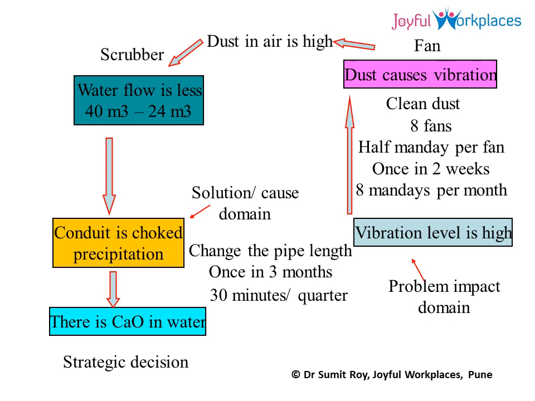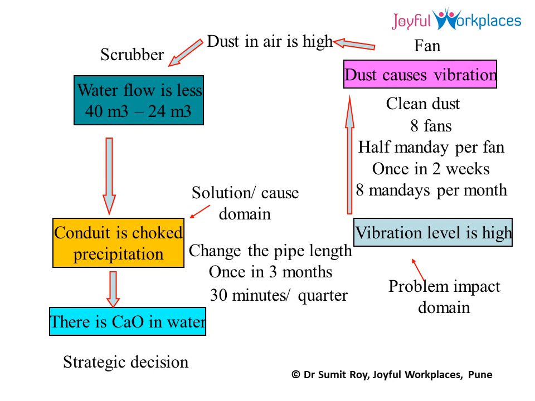And again, when you ask how the water flow came down, we understood that the conduit is choked because of some precipitation. And what was the precipitation? It happened because of some calcium oxide deposition. On further inquiry, it was revealed that this calcium oxide in water was used for increasing the productivity in the plant. So that was a strategic decision, and it seemed that nothing could be done about it.